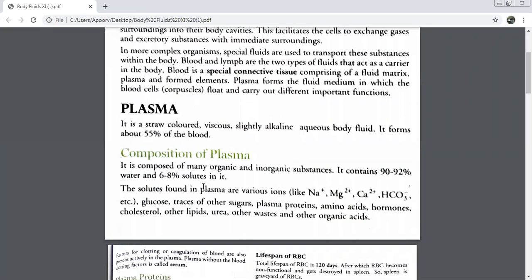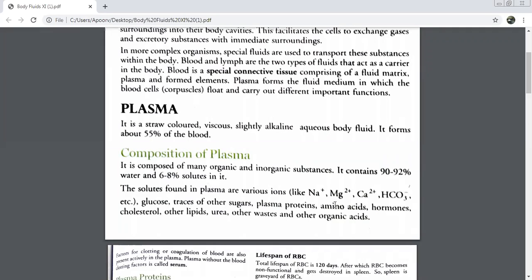The solutes found in plasma are the ions. Please name these. You must be knowing the formulas. Which ion is this? Sodium ion. Then the second one? Magnesium ion. Next, calcium ion. And the last one? Bicarbonate ion. Very good. So when we talk about solutes, we have 4 main ions: sodium, magnesium, calcium, bicarbonate.